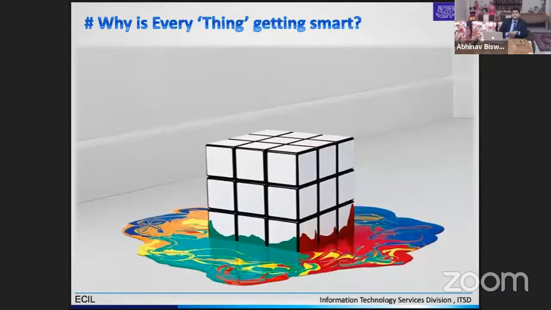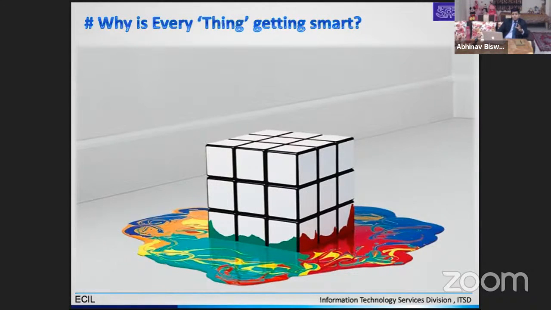Now, a very preliminary question. Why is everything getting smart? Why do you think every object is now called a smart device? We started with smartphones, smart TVs, smart cars, smart traffic management, smart energy management, smart planet even. Why is everything getting smart? Is it just publicity of existing products? Or are things really getting smarter? And if yes, things are getting smarter, what is making them smart?